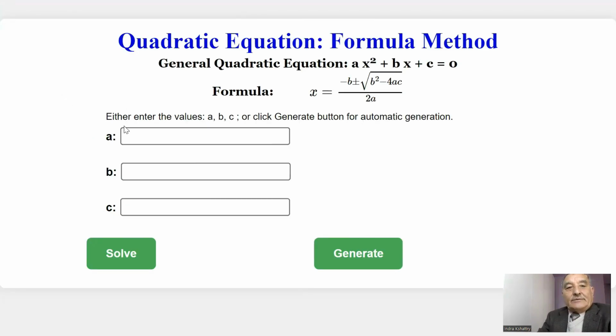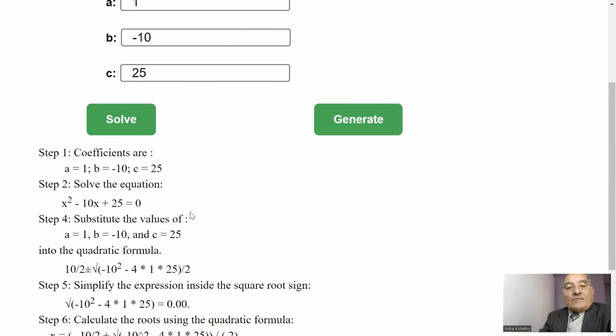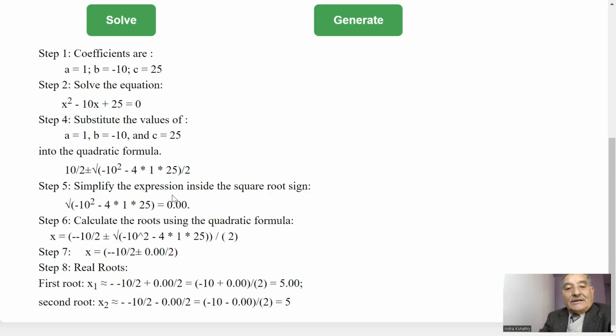Next, let us input a equals 1, b equals -10, and c equals 25, and click this solve button. These are the coefficients, and this is the corresponding equation x squared minus 10x plus 25 equals 0. The discriminant function here is 0. This results in the same root repeated twice here. So the root is 5 repeated twice here.